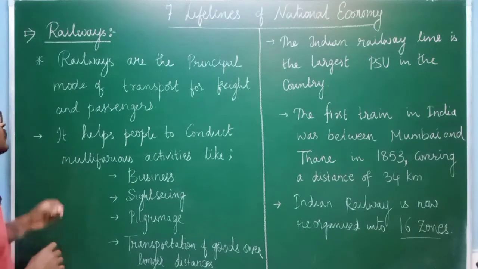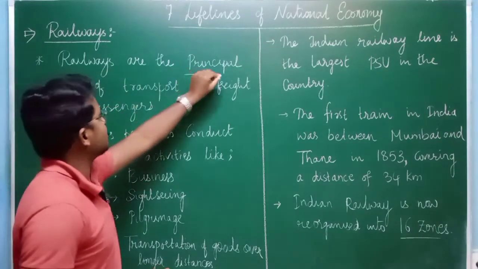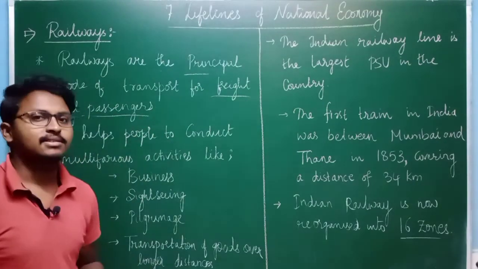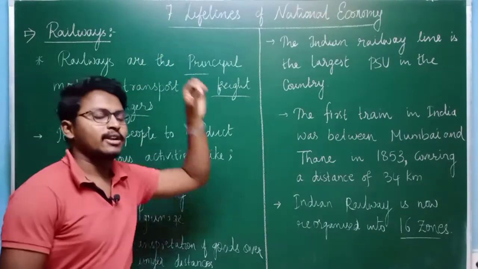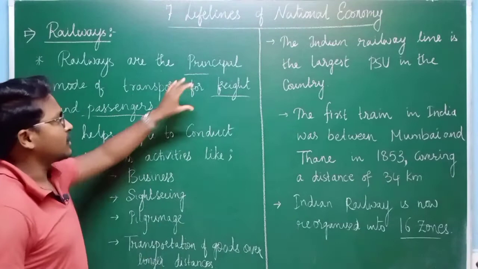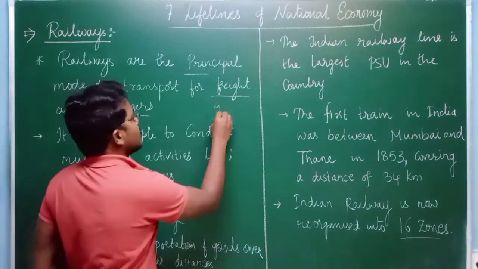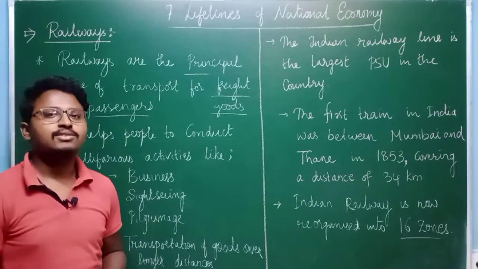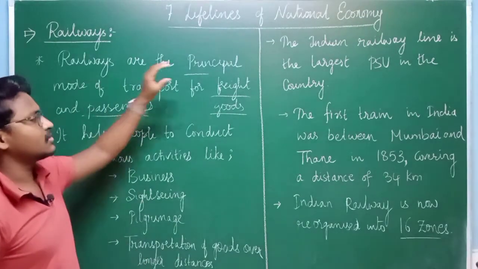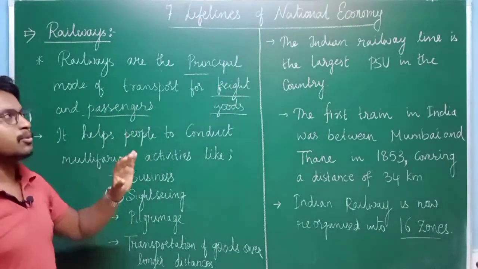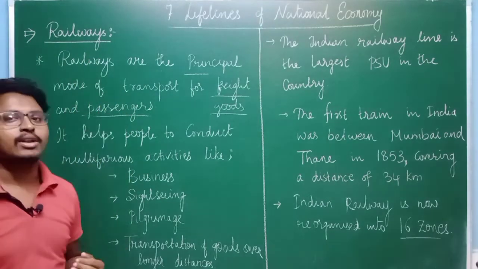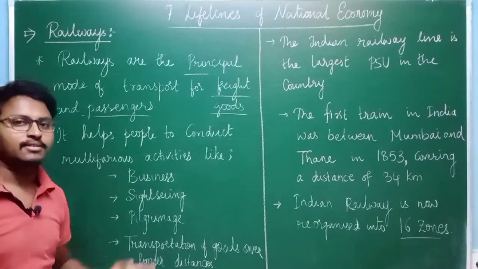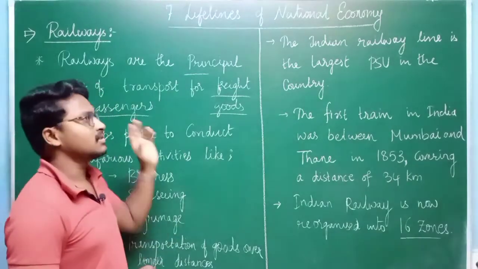As you all know, the railways are the principal mode of transport for freight as well as passengers. That means it is one of the very important modes of transport for freight, which means goods, and at the same time for passengers. These passengers as well as goods are mostly transported through the railways over longer distances. Mostly, extreme parts of India are also connected with railways.